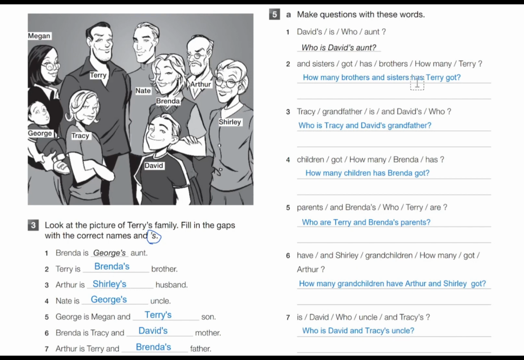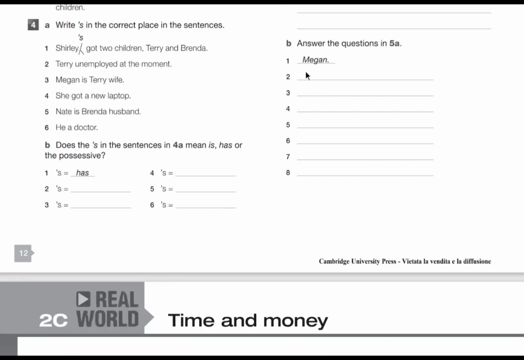Now, how many brothers and sisters has Terry got? So Terry has got only one sister, as we know, Brenda, right? So let's make a contraction here. He's got one sister, Brenda. Her name is Brenda, right?